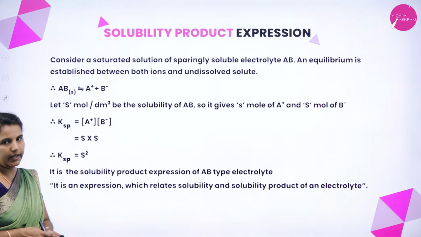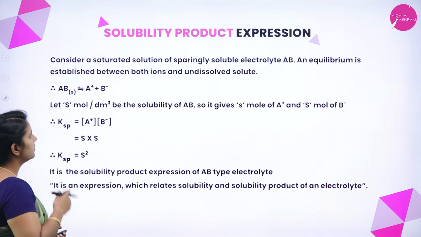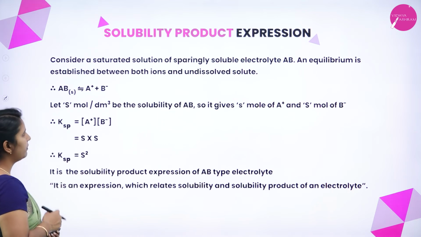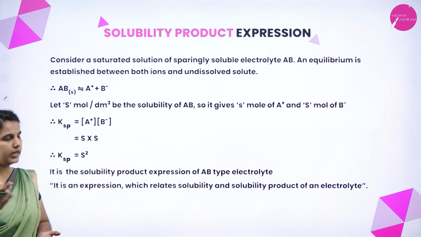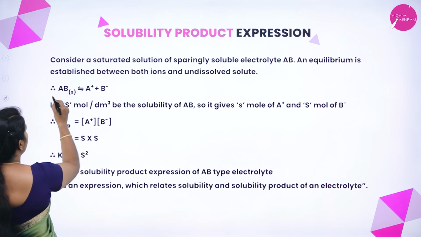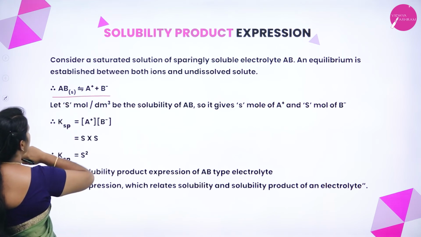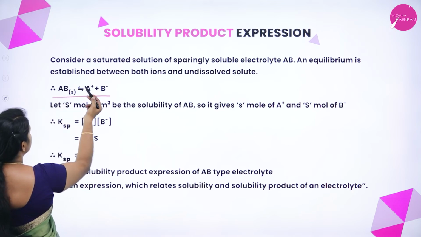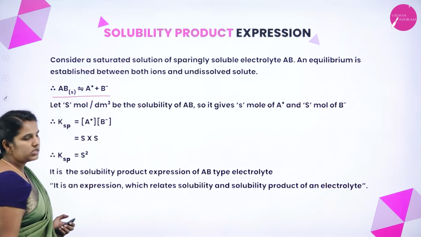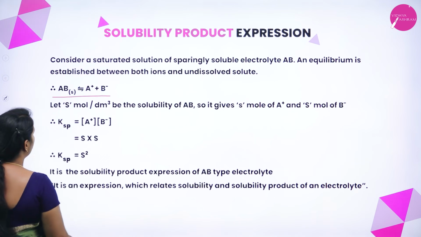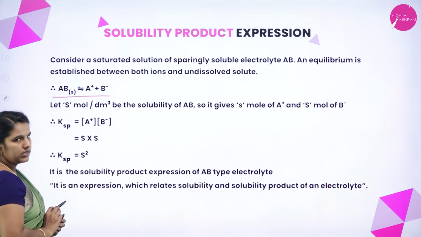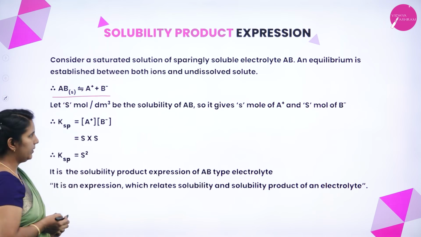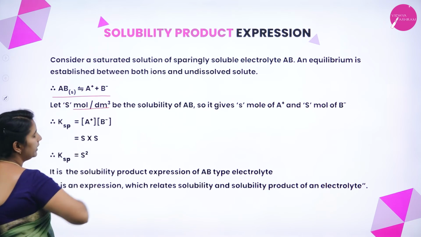Let us consider again a saturated solution of a sparingly soluble electrolyte AB and the equilibrium established between the ions as well as with the undissociated molecule or solute. So, here I have taken the sparingly soluble solute, which in a saturated solution dissociates to give ions along with the undissociated solute. Now I will consider S to be the solubility of AB in mole per dm cube.